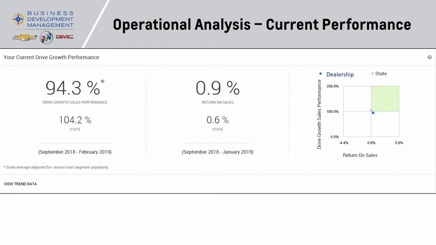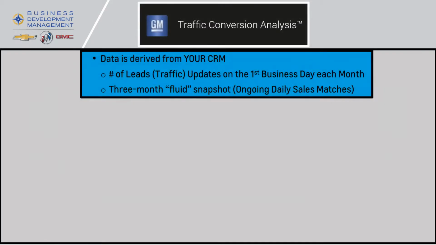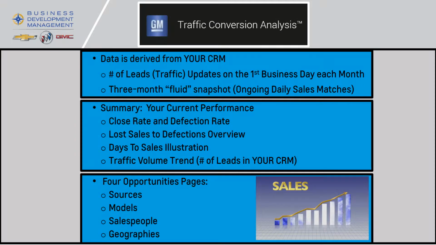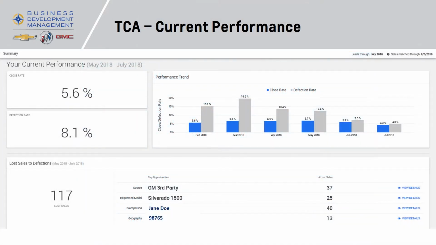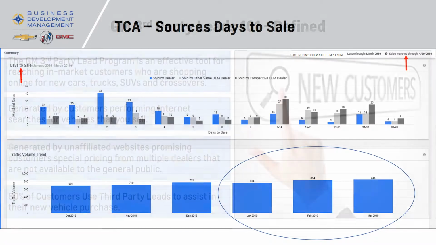And the sample report. And then jump over to traffic conversion. Again, a little bit of a different look there. And a few snapshots of the key stuff. Obviously, the sales match is critical, and the days to sale. The fact that the last 90 days are the ones that are being matched to the sales.